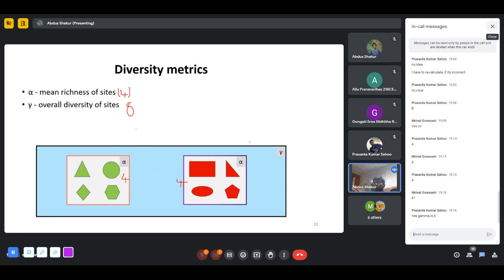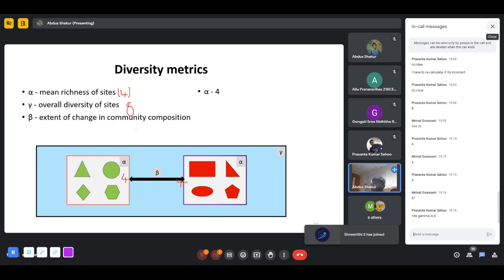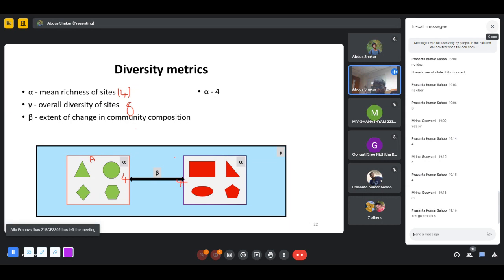And there is an interesting metric. So this is just the total number of species present in each plot. The third thing is called beta diversity. What does this talk about? This talks about how the species change between two different sites, here site 1 or site A and site B. How the species diversity or species composition changes from community 1 to community 2 in the area.